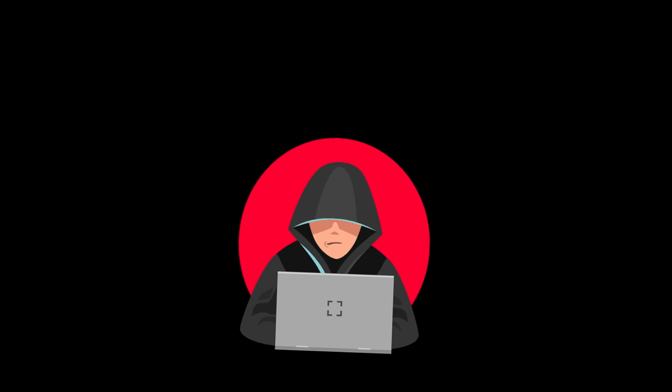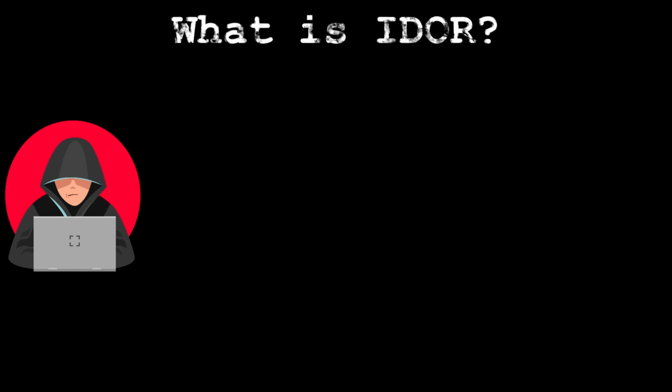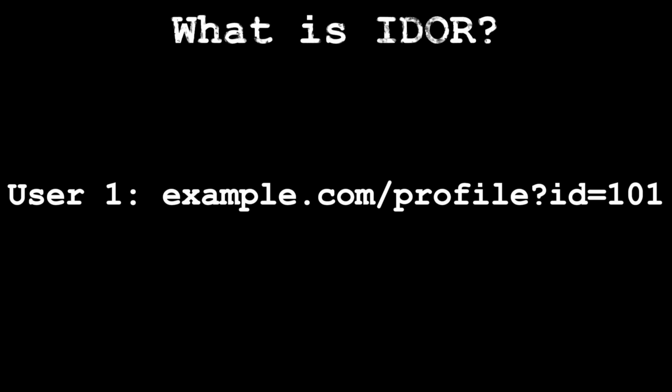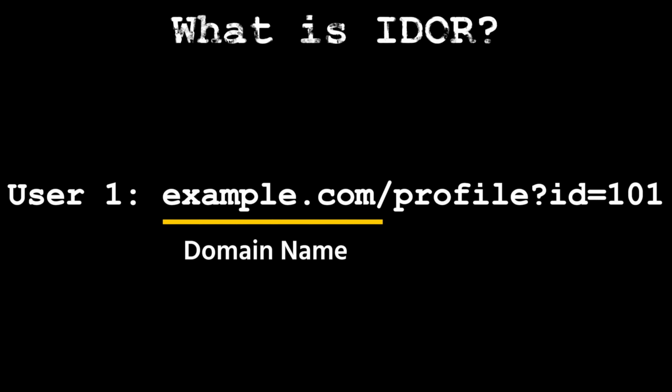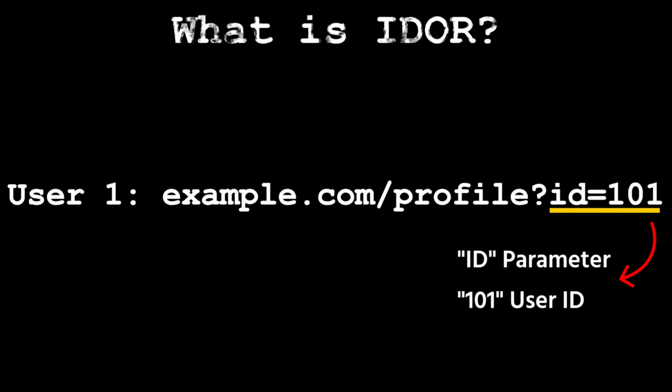First of all, we need to understand what IDOR is. IDOR happens when a website lets a user access or change information just by changing a number or ID in the URL. Let me explain with an example. Imagine a website shows your profile at a link like this: example.com. This is the website's domain name. /profile is the profile page with an ID parameter, and the value is 101. This is your user ID.